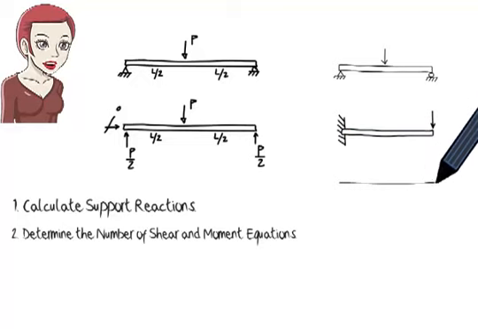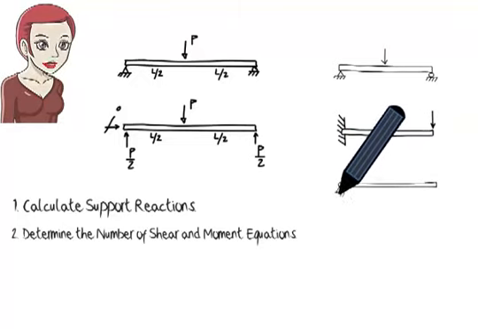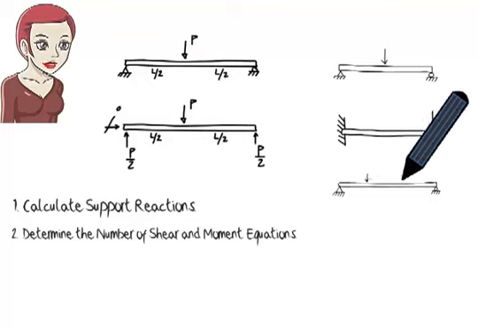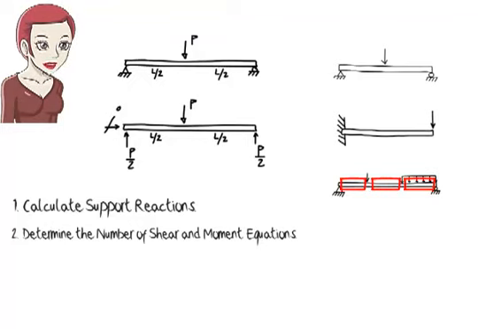Here, the loads divide the beam into three segments. Therefore, three pairs of shear and moment equations are needed. From these examples, it may appear that the required number of shear equations is always equal to the required number of moment equations, but this is not necessarily true. We could have loading patterns that make the required number of moment equations more than that of shear equations.